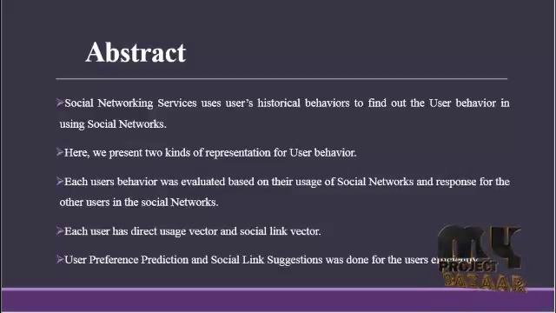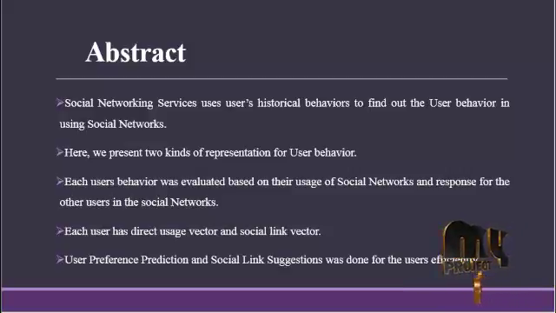Under each representation, we associate each user's two kinds of behaviors with two vectors at each time. Then, for each representation, we propose the corresponding learning model to capture the interplay between users' two kinds of behavior. Finally, extensive experimental results demonstrate the effectiveness of our proposed models for both user predictions and social link suggestion.